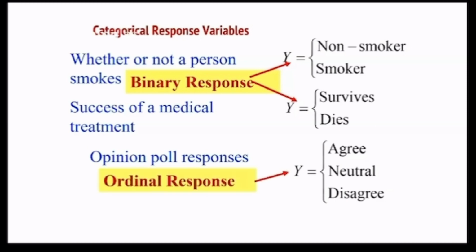Why do we call this ordinal? Ordinal in the sense that the response is ordered. Take a look at agree, neutral, disagree. If you want to rank that, maybe disagree is 0, neutral is 1, agree is going to be 2. So in a situation where the levels of the categorical response variable are ordered, we call that an ordinal response.